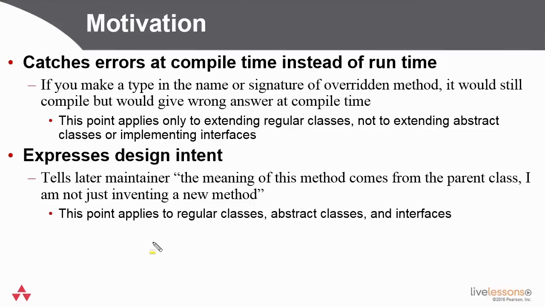If I look at your code and I just see public String getMessage, I need to look at your documentation to say, well, what is this? What does it do? But if I see @Override public String getMessage, I know I need to look at the parent class to understand what this method is designed for. So using @Override is not required. It works either way, but you catch errors earlier if you use it, and it expresses design intent.